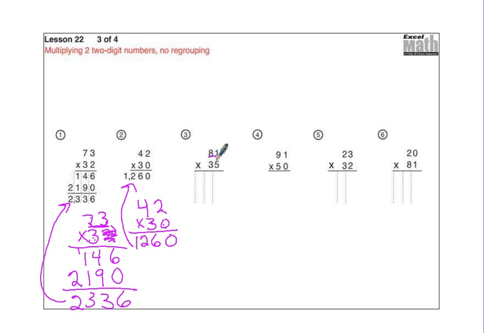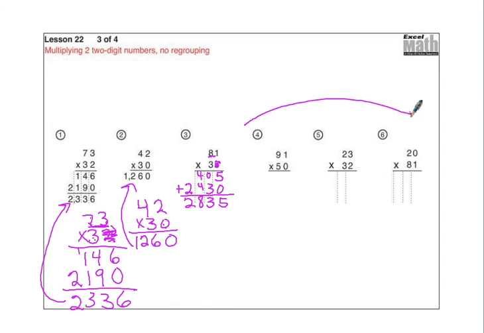All right, you should have done 81 times 5 first. 1 times 5 is 5. 8 times 5 is 40. Then you should put a 0 for the placeholder for the ones place and multiply 81 times 3. 1 times 3 is 3. 8 times 3 is 24. You're going to add these two together and get 2,835. If that was confusing for you, back the video up, watch that again, do some review before you try the next problems.